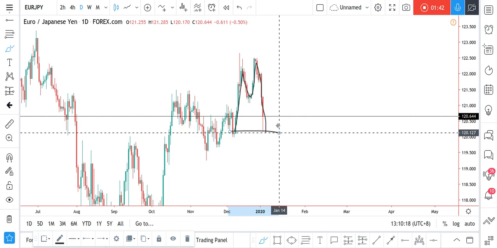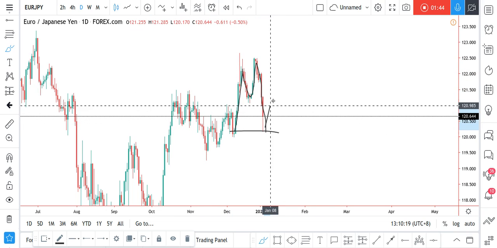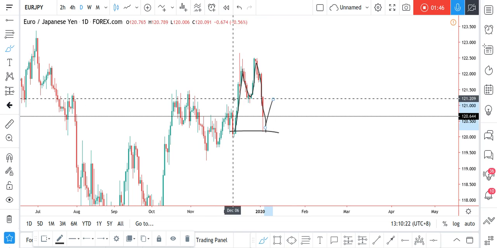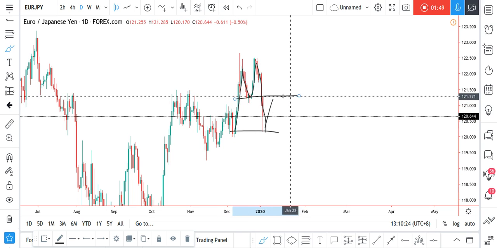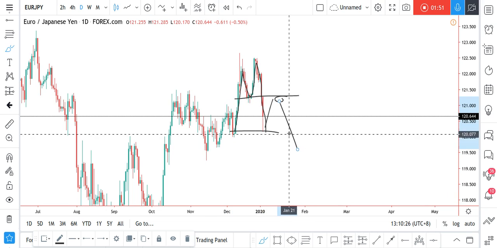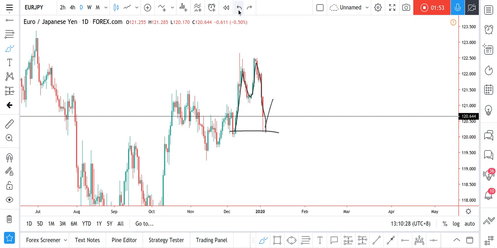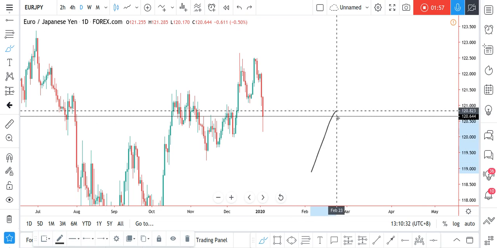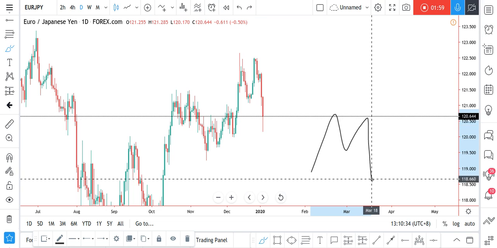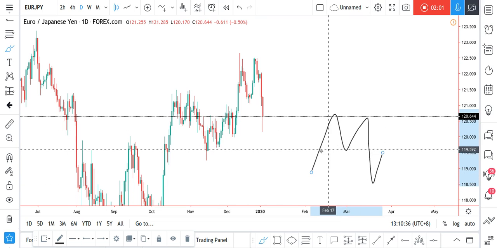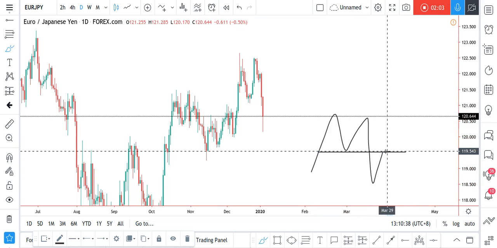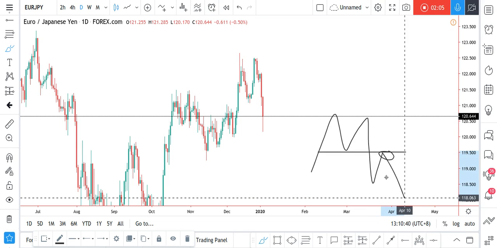What we can normally expect from an M formation is to retest previous support, now turned resistance, and then move to the downside. This is what we are looking for. With an M formation, let me just show you again, the market will always retest the previous support, now turned resistance, then it will continue to the downside.